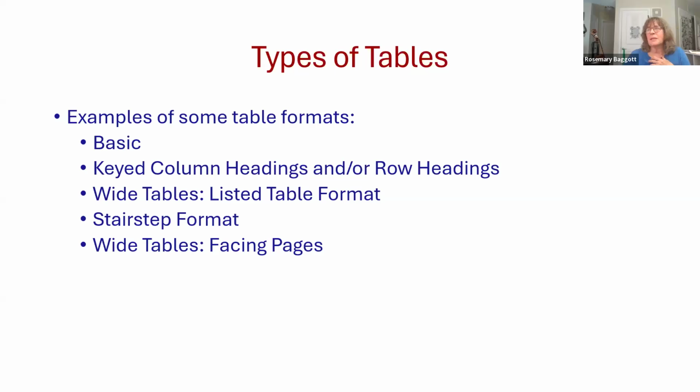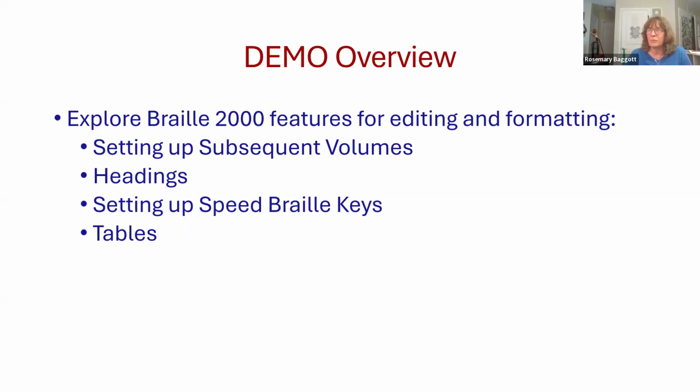Types of tables, some examples. The most common ones I find myself using are basic keyed column headings or row headings. Wide tables can be done in a listed table format or a stair-step format or on facing pages, and any number of other formats. Using formats for tables when you get into the upper level books is kind of crucial and really fun, because it took away from me, years ago, the question of what in the world do I do with this? And there will be ideas in there for those. This is, how do I do this?